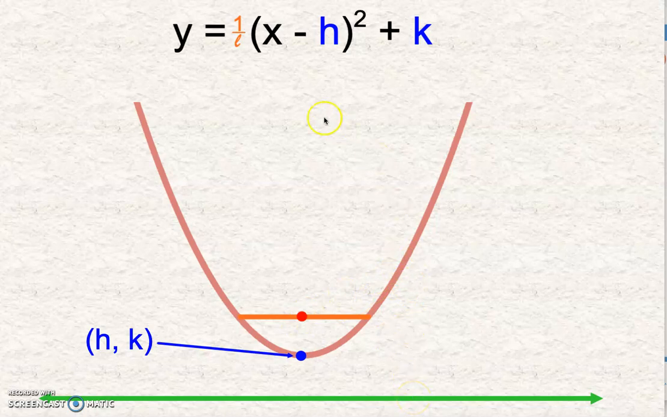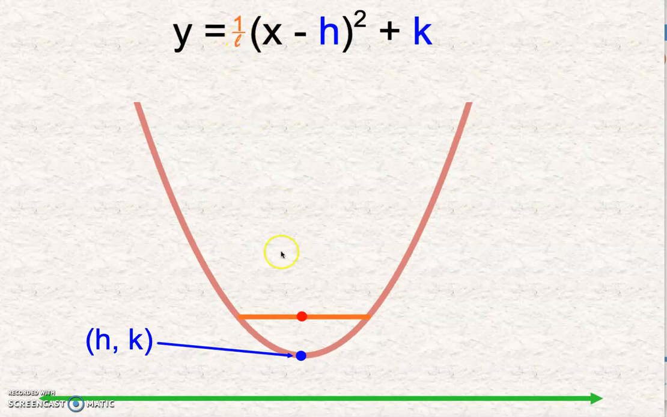Now up here we have our general equation for a parabola. And you've seen this general equation last year in Algebra 2. But in Algebra 2, I think you called this coefficient A. But that's actually a very meaningful number geometrically in the parabola. It is actually 1 over L, and L stands for the length of the latus rectum.